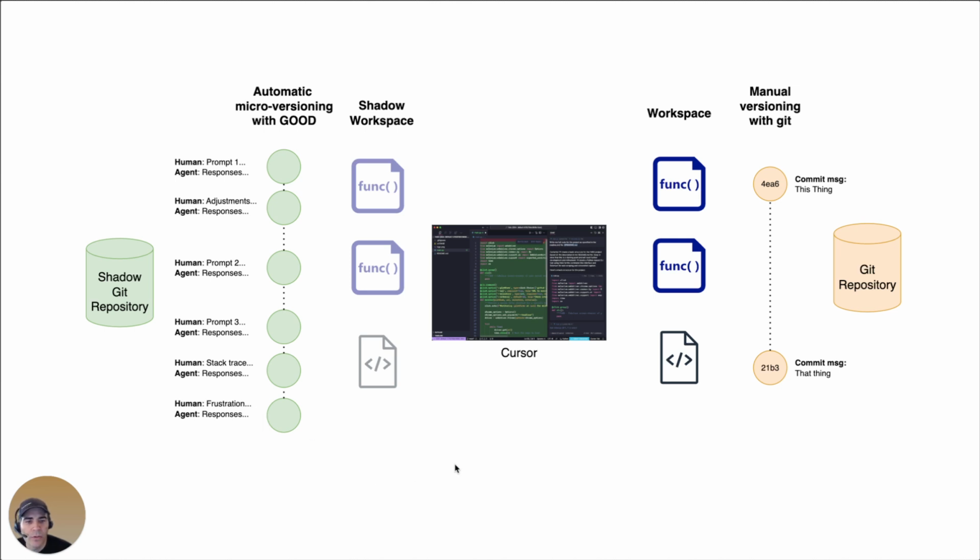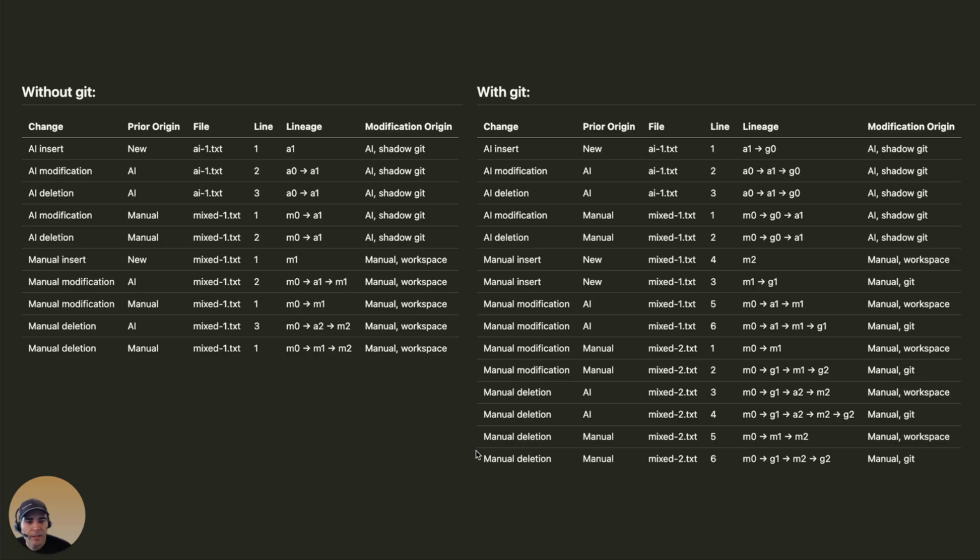What Good can then do is answer the questions, where did this code come from? And what was the intent behind it? And it does this by creating a new kind of hybrid Git blame that leverages both of these Git repositories. So let's get into it.